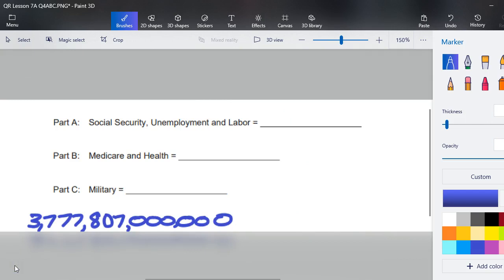So question 4 is asking us to use the pie graph, calculate percentages, use percentages to calculate the actual money, and round it to the nearest billion for the top three categories. So I've written down the total budget amount, the 3 trillion, and I've already punched in 3,777,806,7 with 6 zeros, and I multiplied it times 33%. On my screen, I have this.